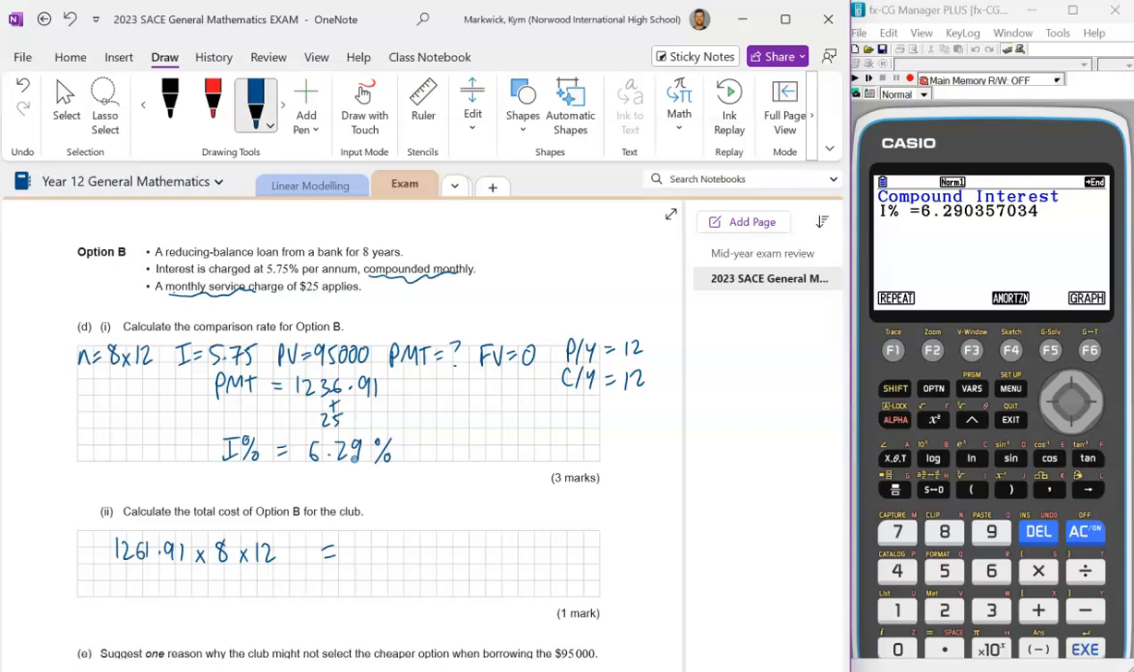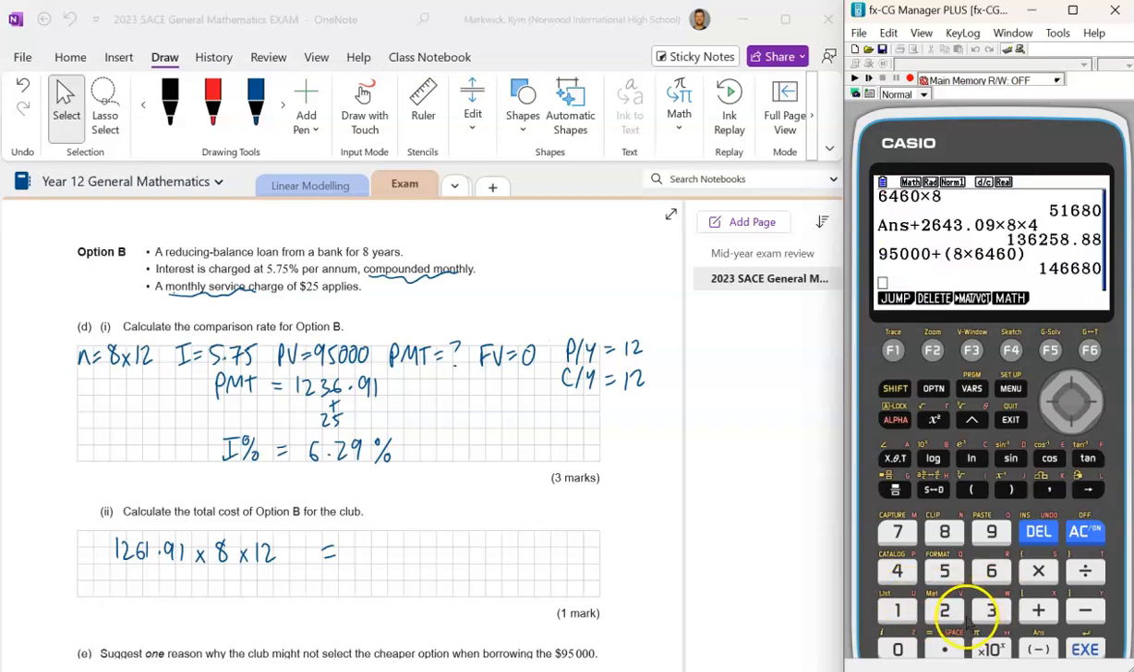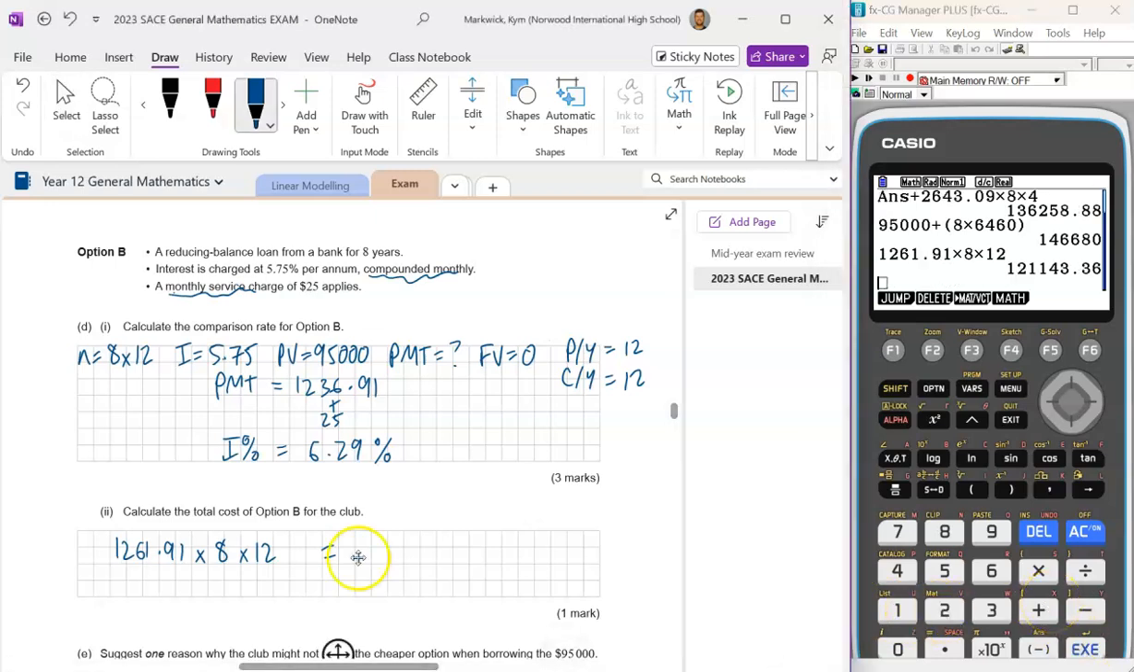Okay, so that'll tell us how much the total cost will be for the loan in option B. So let's head back into the run function there and do $1,261.91 times by 8 times by 12, which gives us a total cost of the loan of $121,143.36, which you can see is cheaper than option A. Option A worked out to over $136,000 cost to the club.